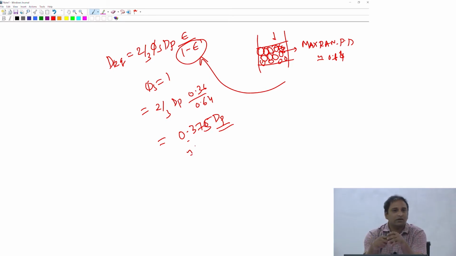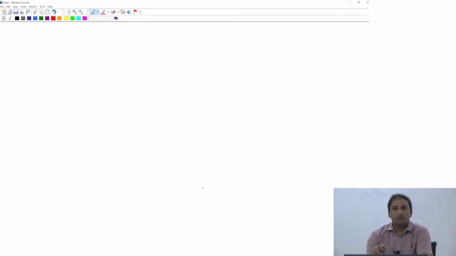That means the diameter of the channels through which the liquid flows in the packed bed is always less than the diameter of the particles that make up the column. That makes sense, because the liquid is flowing through the gaps available between the particles, so this has to be less than the diameter of the particle. Okay, so maybe I am just going to end whatever we have discussed on the packed bed, looking at some applications.